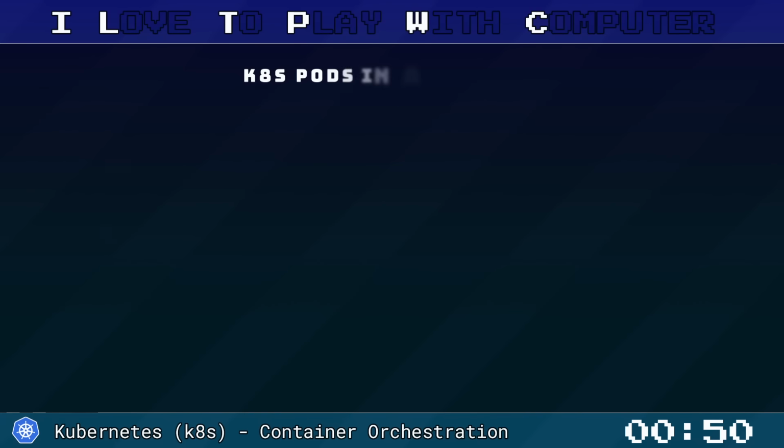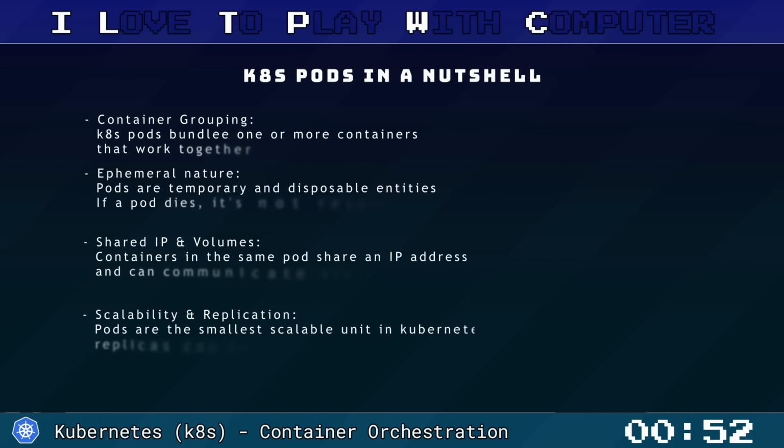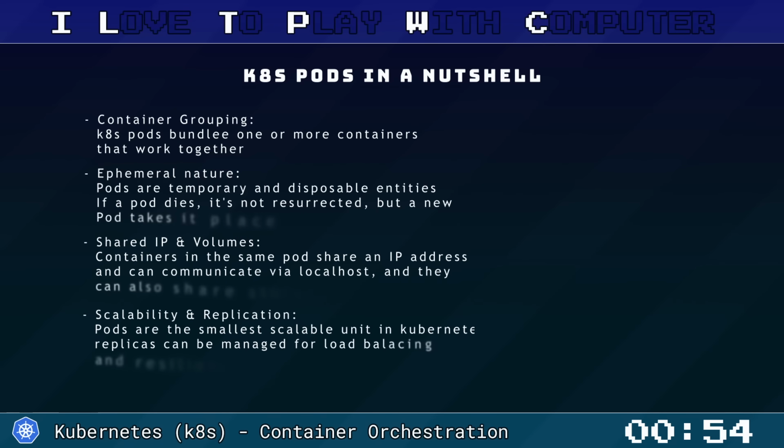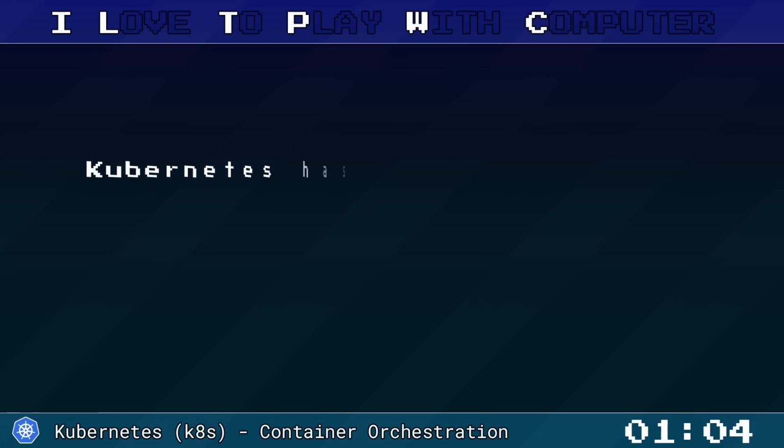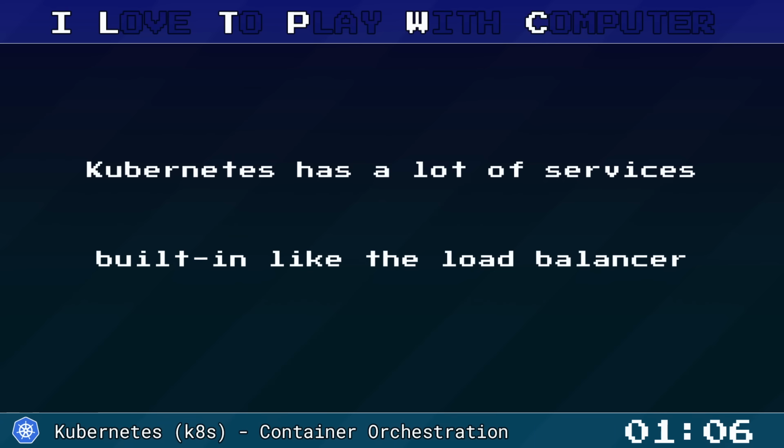But what's special about these pods? Pods provide shared storage, network resources and a specification of how to run the container. A pod can encapsulate an application container, or in some cases multiple containers, storage resources, and a unique network IP. Kubernetes also comes with services like a load balancer for distributing network traffic and volumes for data persistency.